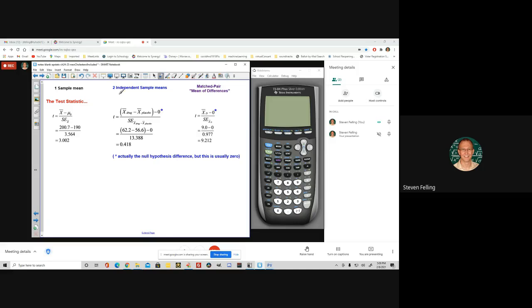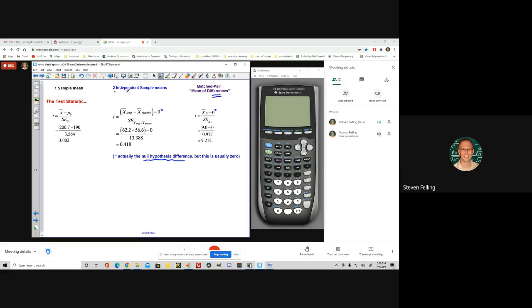Okay, for the matched pairs, it's similar. It's going to be just with the differences this time. It's the average difference minus the null hypothesis difference, which is usually 0. It's actually whatever the null hypothesis difference is, but in all but one problem I've seen on the AP test, that's 0. And then divided by the standard deviation of the differences, which is 9.212. So many more standard deviations above the mean.